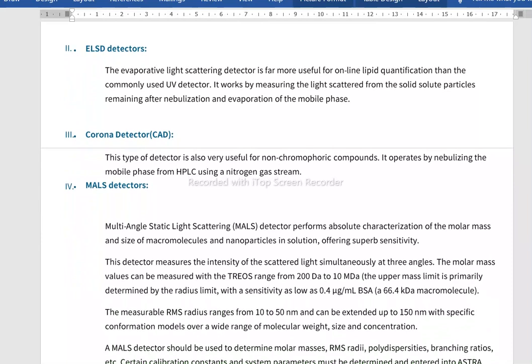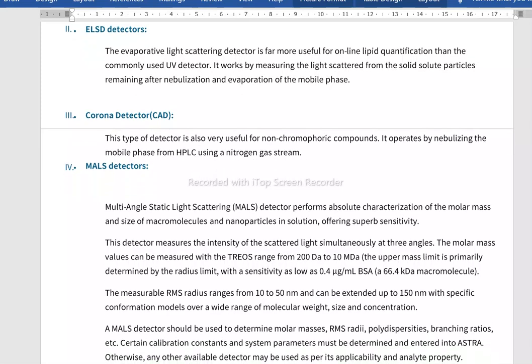MALS detector, the multi-angle static light scattering detector, performs absolute characterization of the molar mass and size of macromolecules and nanoparticles in solution, offering superb sensitivity. The detector measures the intensity of the scattered light simultaneously at three angles. The molar mass can be measured from 200 Da to 10 MDa. The upper mass limit is primarily determined by the radius limit, with the sensitivity at the level of 0.4 microgram per ml BSA.